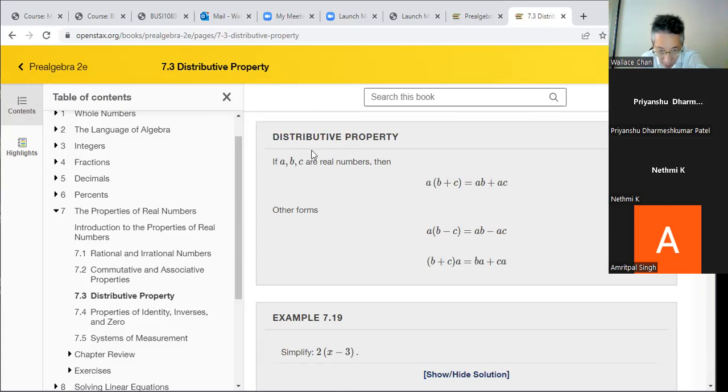Now, how about this time? If I turn it into variables, then a times b plus a times c. But interestingly, even though you have b minus c, it still works. So it's the same as a times b minus a times c. Or even if your parenthesis is at the beginning, it can also be presented as b times a plus c times a.